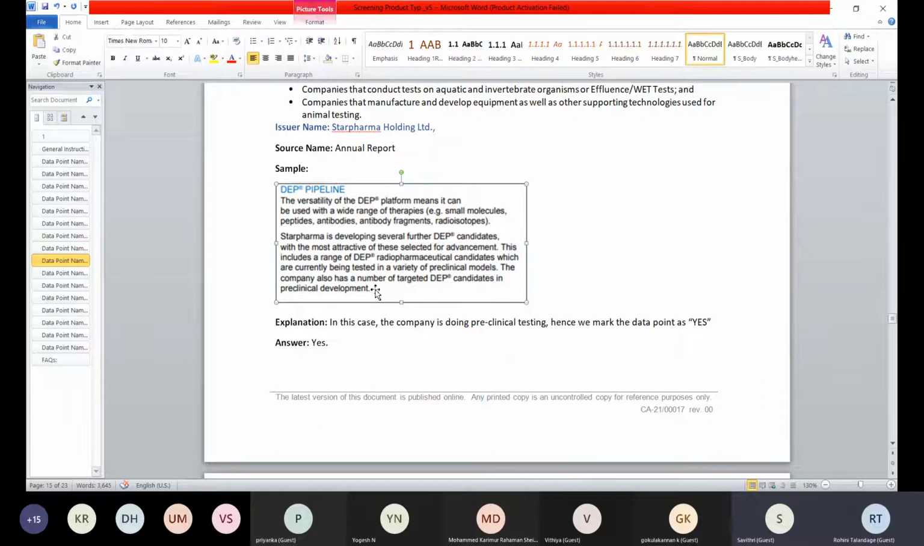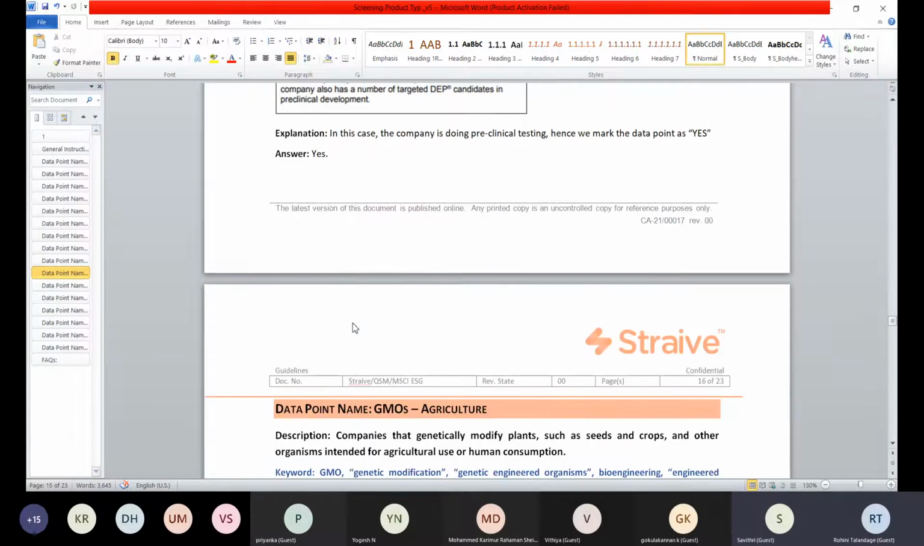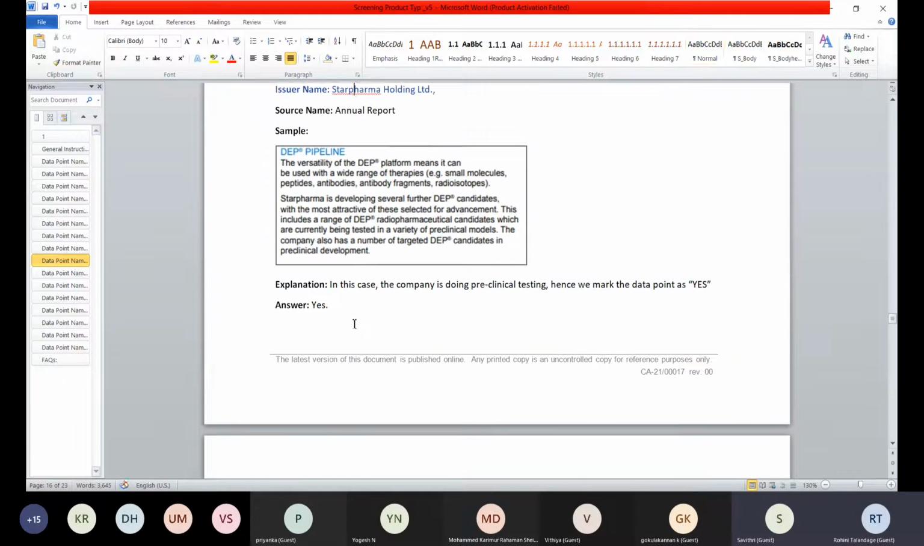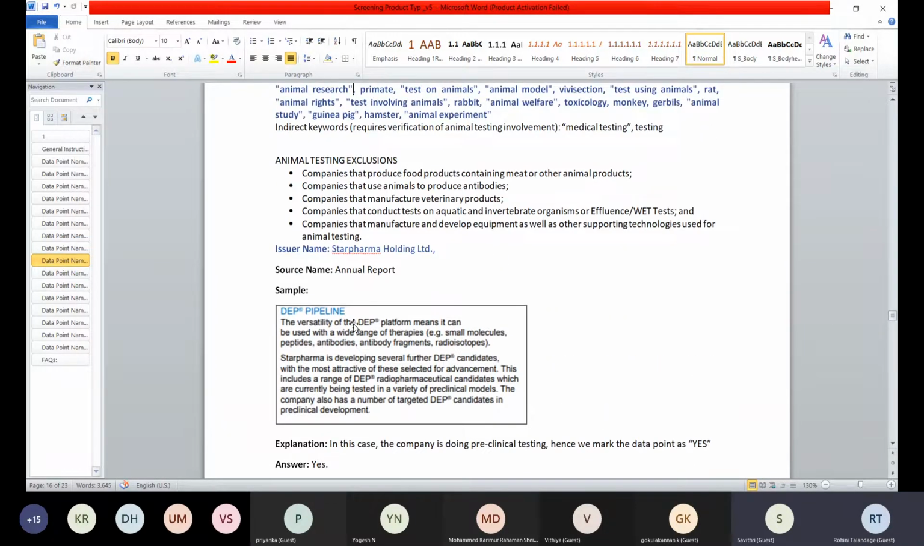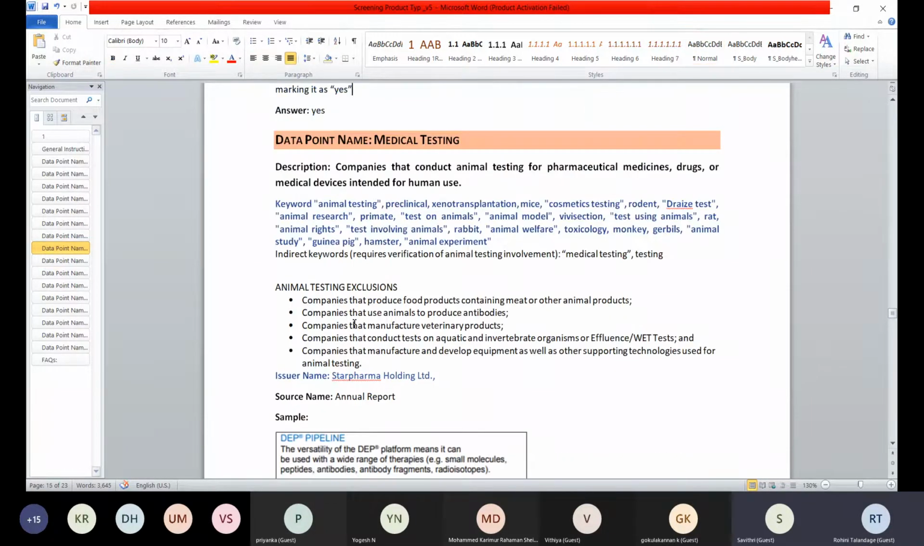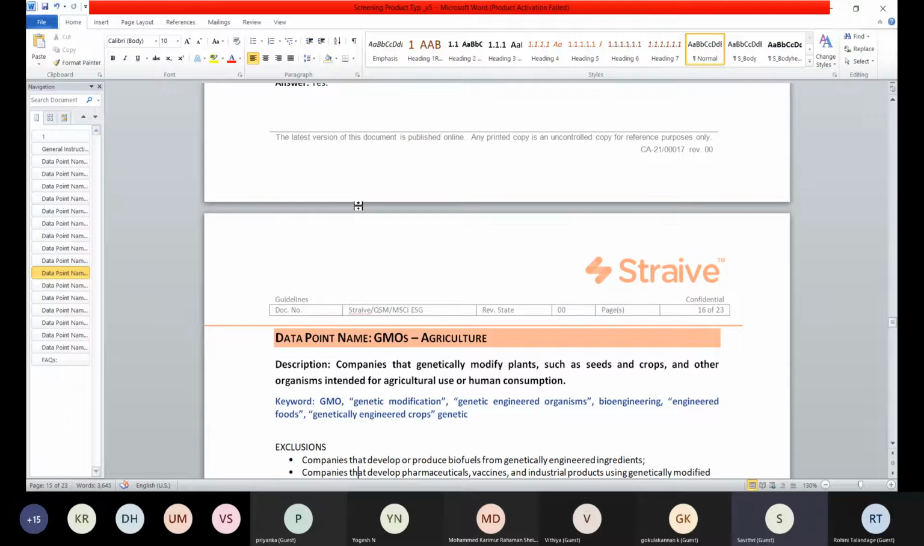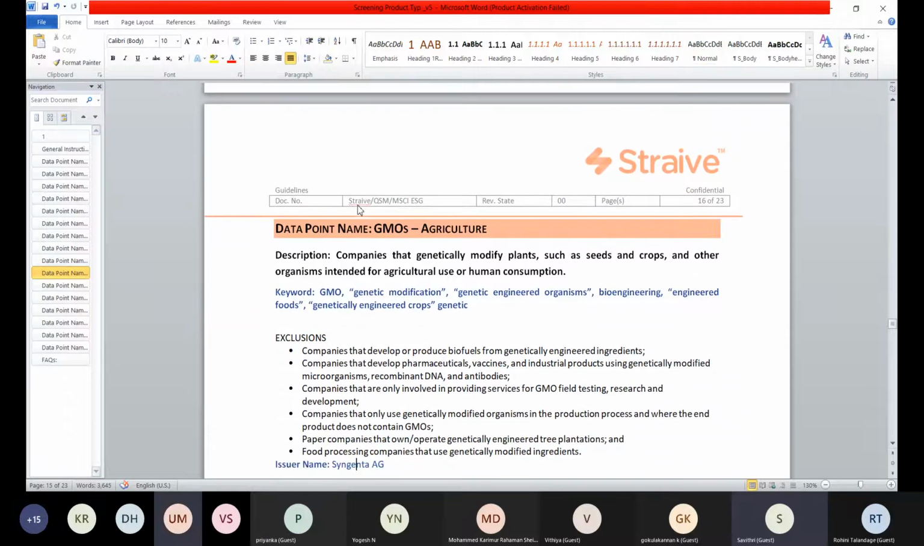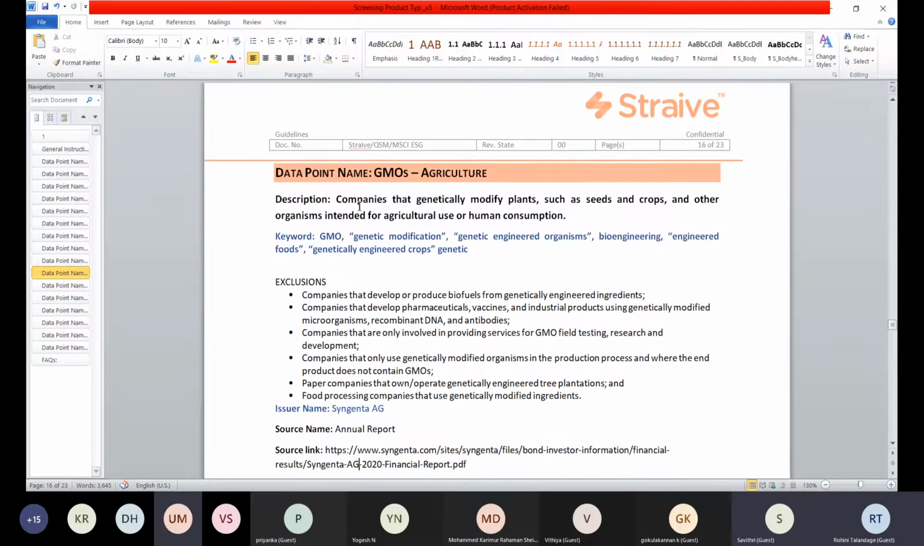Okay, so if you are getting any hit or result for such keywords, now you have to mark it as yes. Any doubt in this data point? We'll go to the next data point.